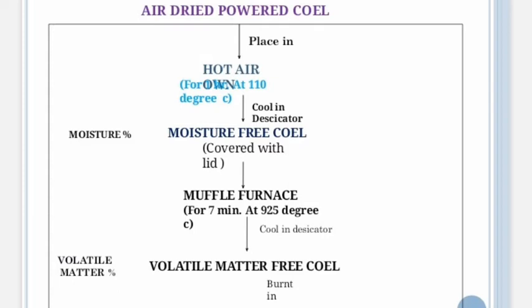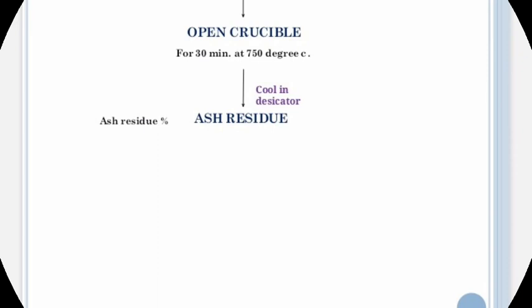Now after getting the volatile matter percent, we proceed with the burning process for the combustion of coal. The coal will be burned in an open crucible for 30 minutes at 750 degrees Celsius. This temperature can vary up to plus minus 20 degrees Celsius. In these 30 minutes, all the burning part of the coal will burn, but some part remains as ash or residue. We cool it in a desiccator, then weigh the ash or residue. With the help of it, we calculate the residue percentage. So our procedure is completed here.